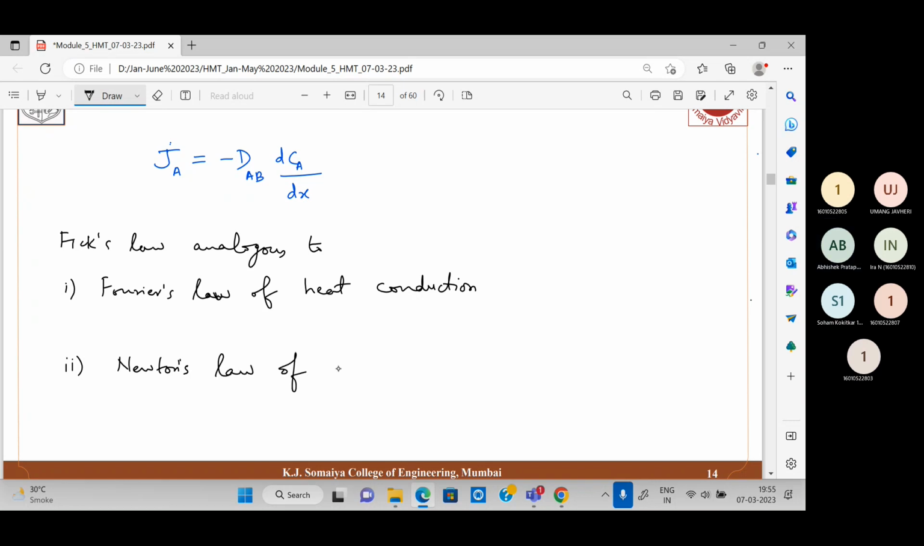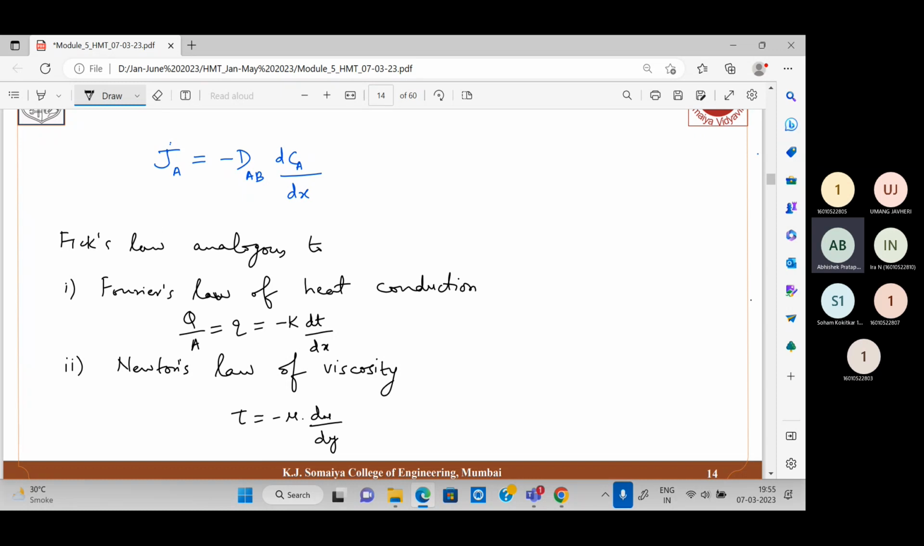Newton's law of viscosity. Okay, so Fourier's law of heat conduction is what? How can I express this? Heat transfer per unit area, that is nothing but heat flux. It is equal to minus K dT by dx. And if I want to express Newton's law of viscosity, it is tau equal to minus mu du by dy. That we have already studied in fluid mechanics.